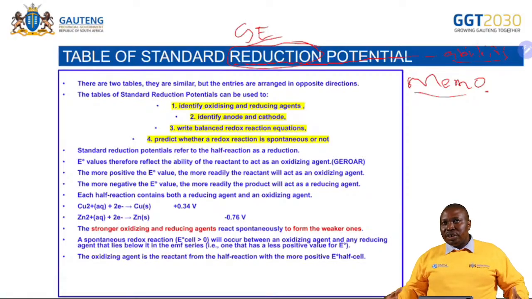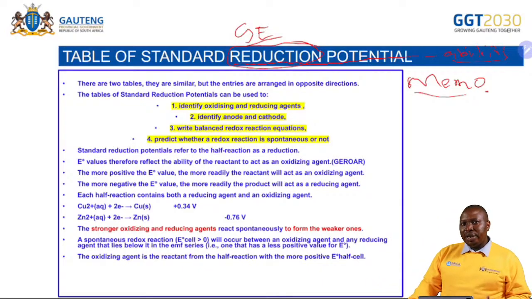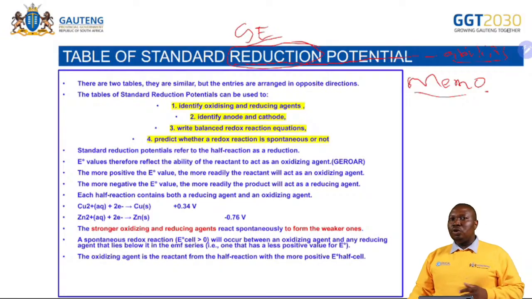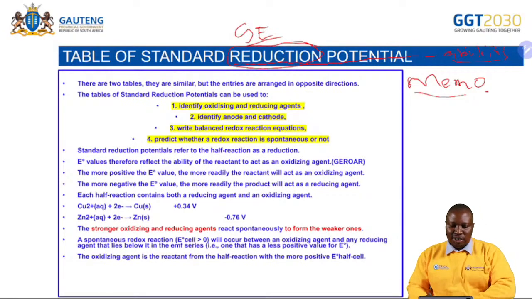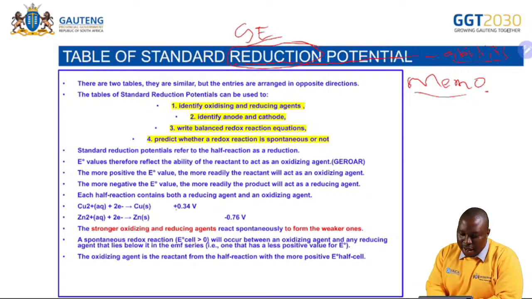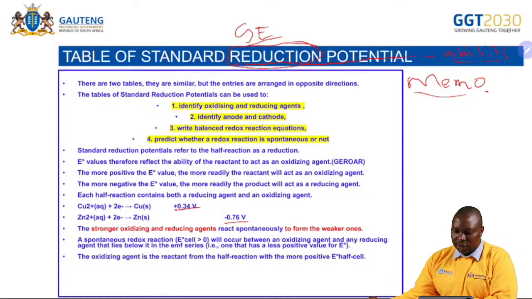All the time when you go to the table, you just look for the one with the highest ability. The one with the highest ability will gain electrons. The one with the lower ability will lose electrons. So the smaller one will lose, the bigger one will gain. For example, with copper and zinc, because zinc is negative 0.76, it will lose electrons. But copper, because it has a higher ability to gain electrons, which is the higher standard reduction potential, positive 0.34, it will gain.